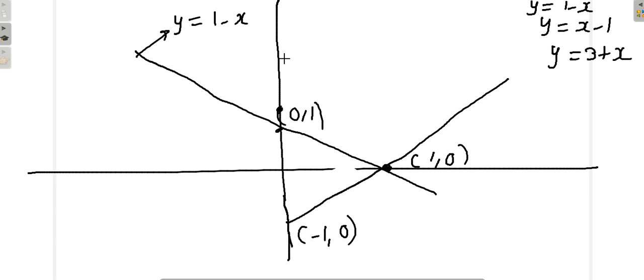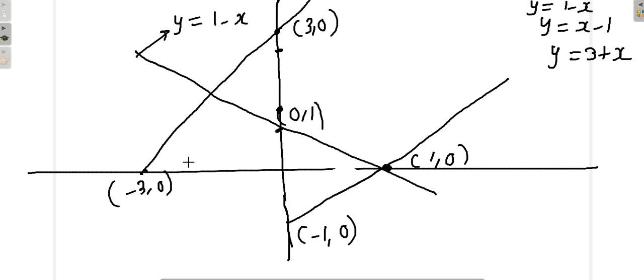When x is 0, y is 3, which is somewhere over here. And when y is 0, x is minus 3, somewhere over here. Now let us see the line y equal to 3 minus x. When x is 0, y is 3, which is this point only. And when y is 0, x is 3. X equal to 3 will be somewhere over here.